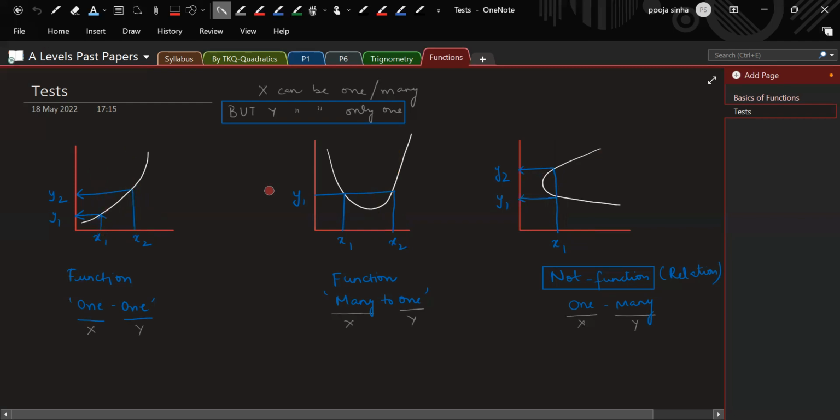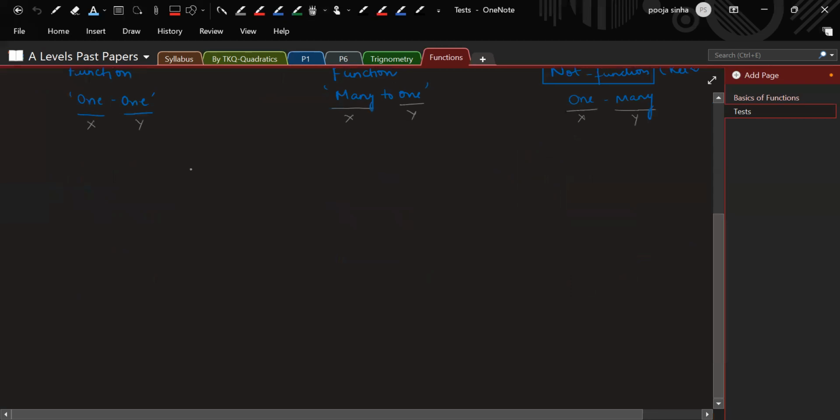Now there is something called a horizontal line test. But first, let's write a few points about the vertical line test. When you do a vertical line test, what do we learn from it? We get different values of y. So graphically, if the line is cutting at one place for each x.